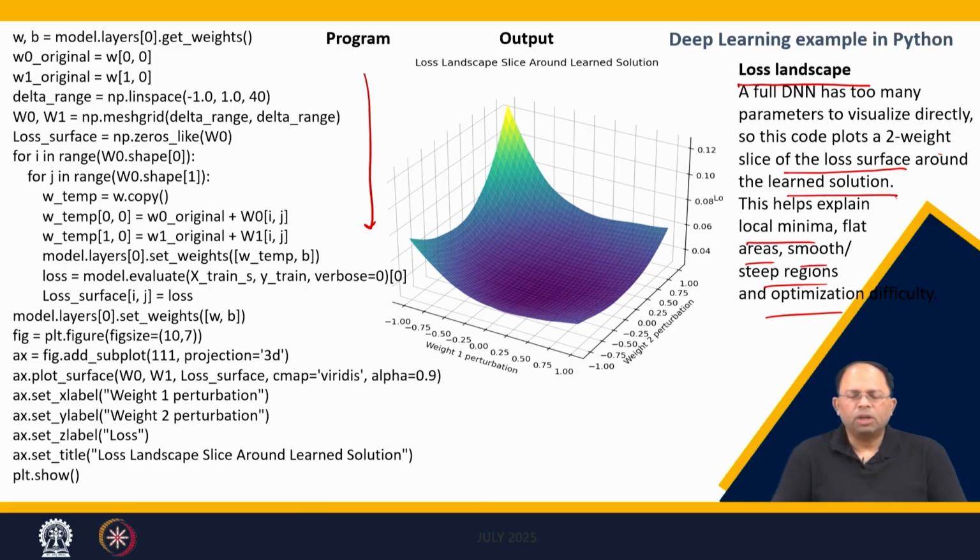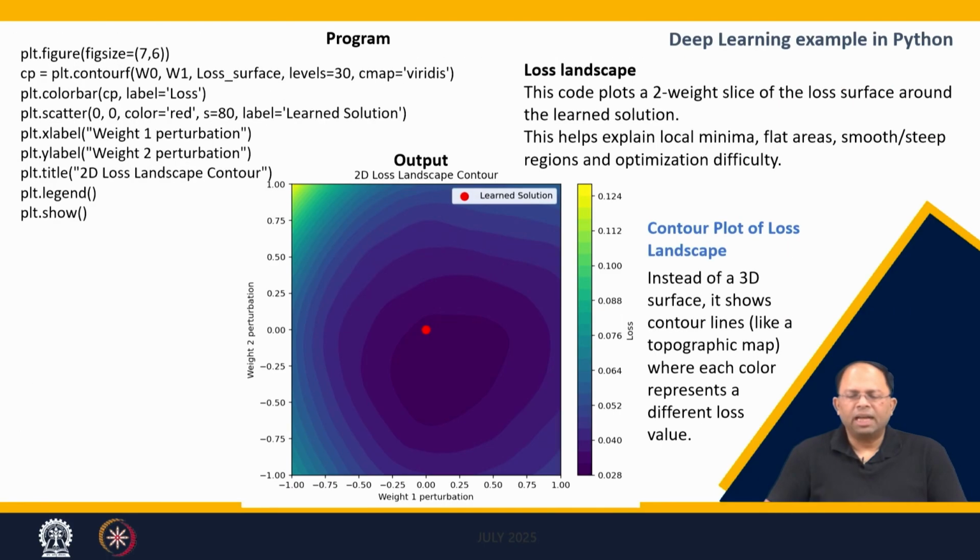In this case, we have not seen too much complexity over here. Another way to represent the same loss landscape is to use a contour plot, where you can see contours of different colors or shades, and the actual solution is given over here, which is the final value, right? This is the code for that, and the learned solution is given over here in red. This code again plots the two-weight slice of the loss surface around the learned solution, and this helps explain local minima and all the same things that we did earlier.